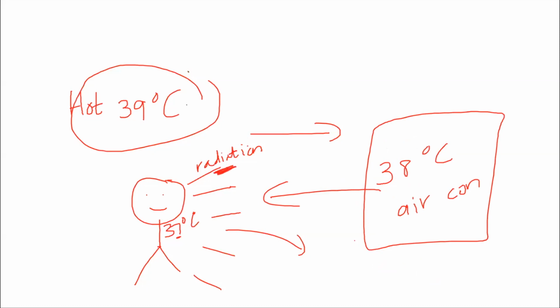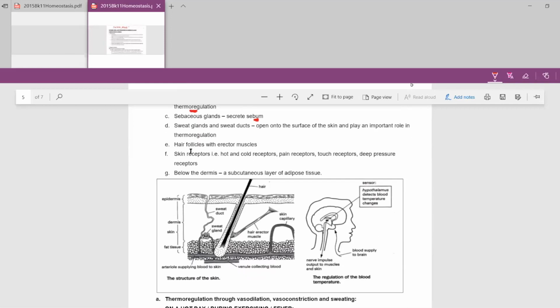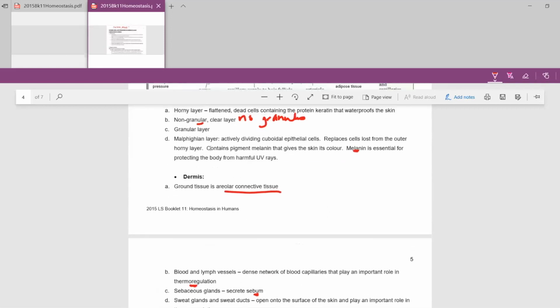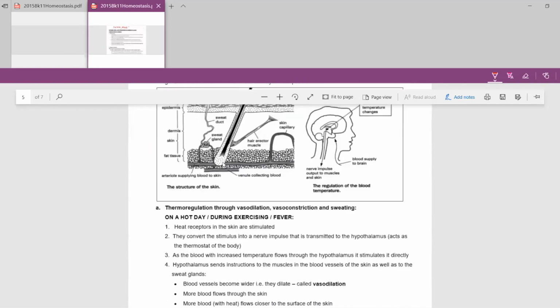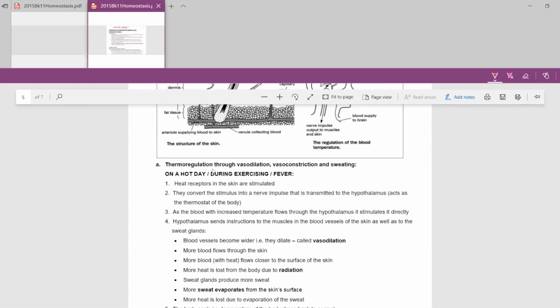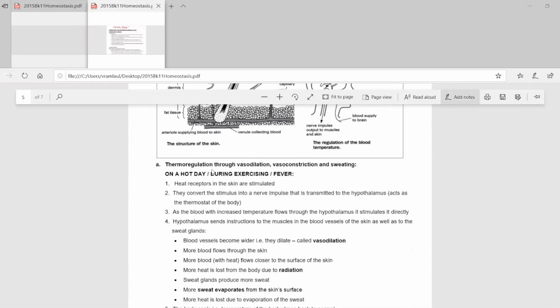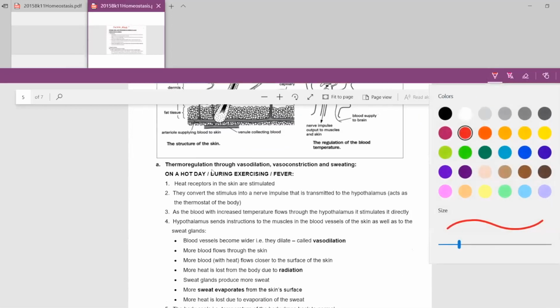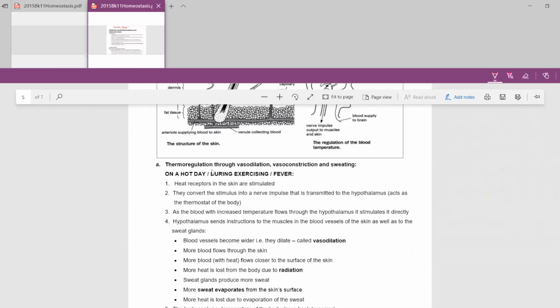So let's go back to our notes. Now, for your exams, there are two important things that you have to know. Now, they can ask you on a hot day. They can also ask you if you're exercising, because you also get very hot, or a fever, or it's also known as hyperthermia. Hyperthermia is when your temperature is very high.